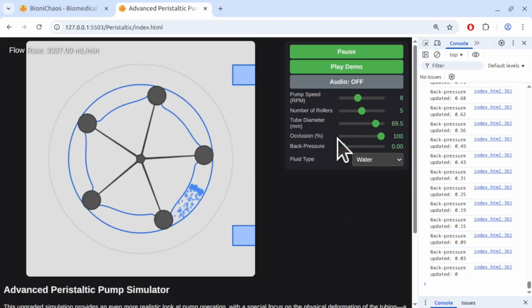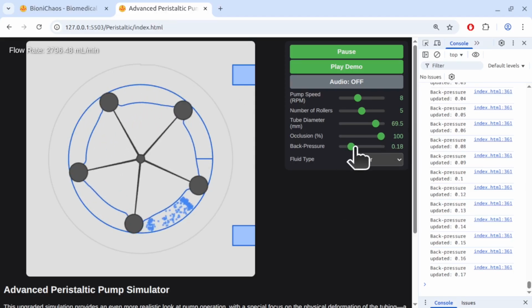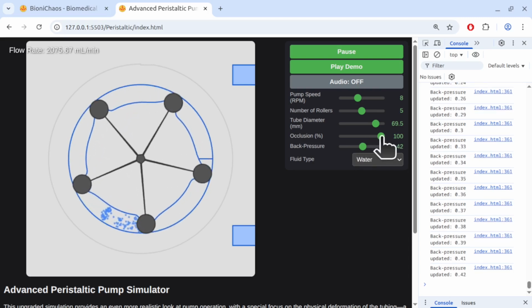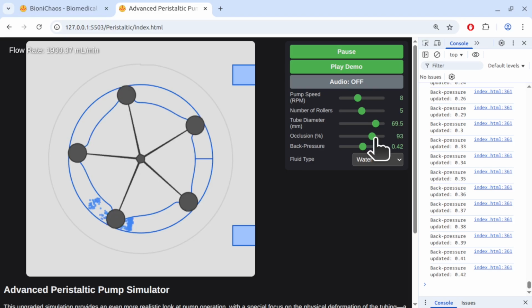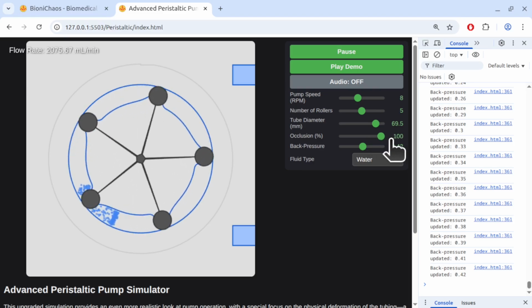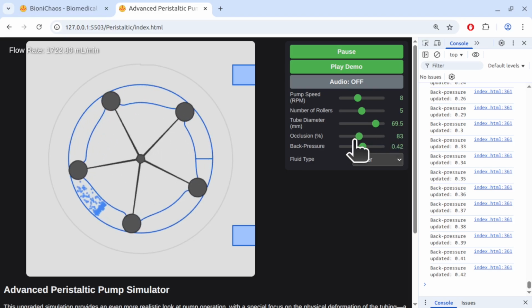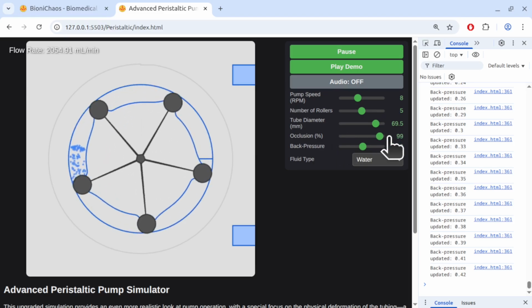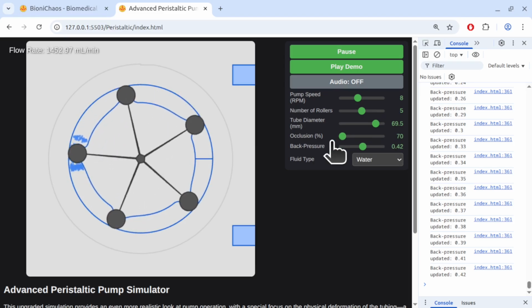Sorry, can you explain that in simpler terms? Think of occlusion percentage as how much the rollers pinch the tube. If it's at 100%, the tube is completely squeezed shut and no fluid can pass. If it's at 0%, the rollers aren't pinching the tube at all, so fluid can flow freely.